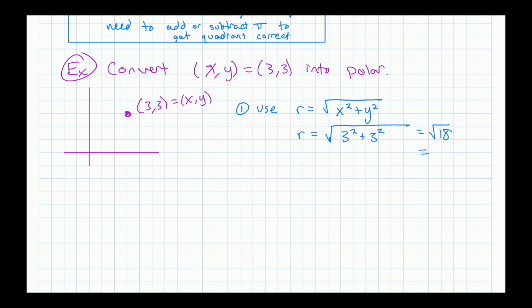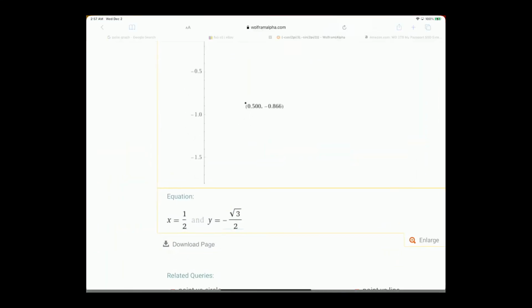And you can simplify that. I am just going to type it into my calculator because my calculator will simplify it for me. I'm not going to do that by hand because I'm lazy. It's 3 square root 2. You can use Wolfram Alpha for that, right? You come here.